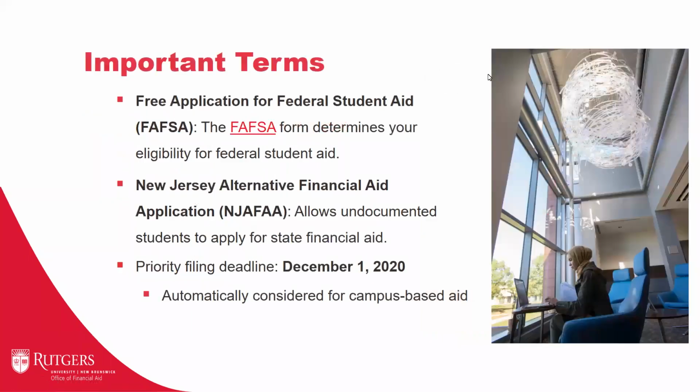Some important terms that students should become familiar with. I think we're all familiar with the FAFSA, the Free Application for Federal Student Aid. Basically, this is a form that determines a student's eligibility for federal student aid, and that may include the federal Pell Grant and direct loans.